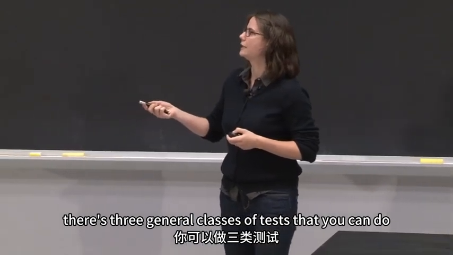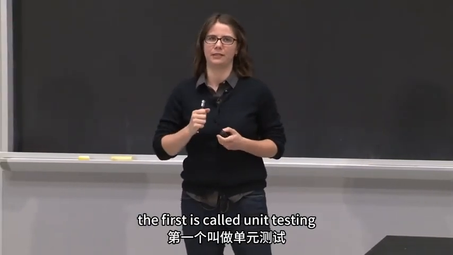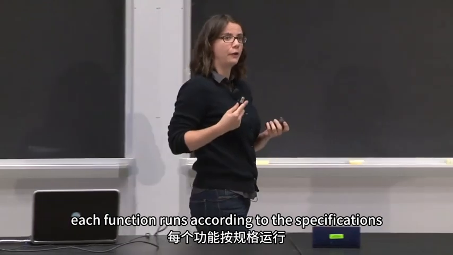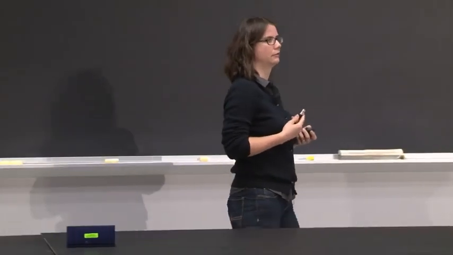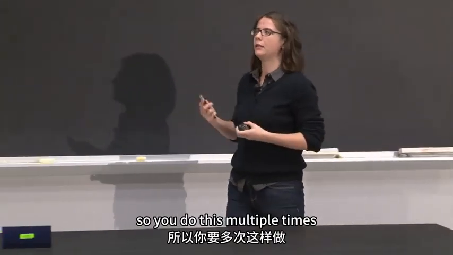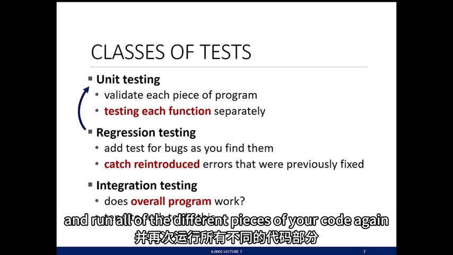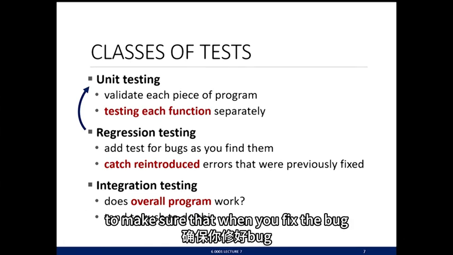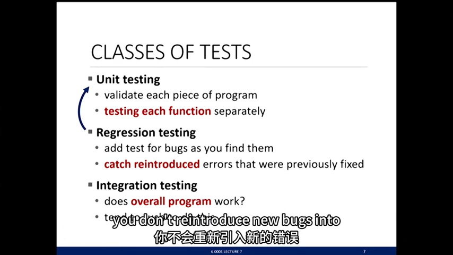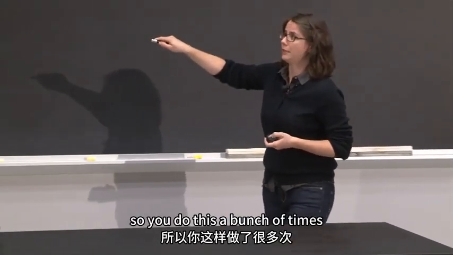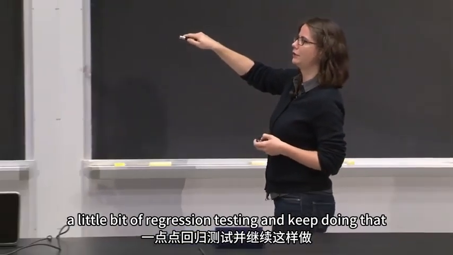So there's 3 general classes of tests that you can do. The first is called unit testing. If you've written functions, unit testing just makes sure that, for example, each function runs according to the specifications. So you do this multiple times. As you're testing each function, you might find a bug. At that point, you do regression testing. Come up with a test case that found that bug, and run all of the different pieces of your code again to make sure that when you fix the bug, you don't reintroduce new bugs into pieces of the code that had already run. So you do this a bunch of times.